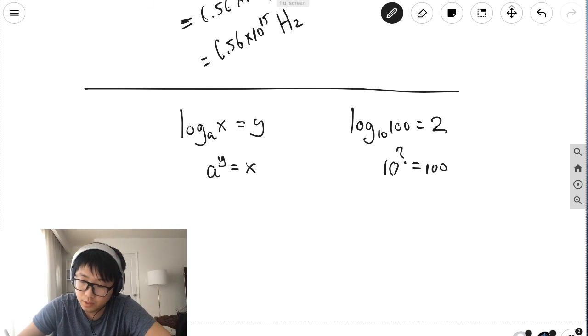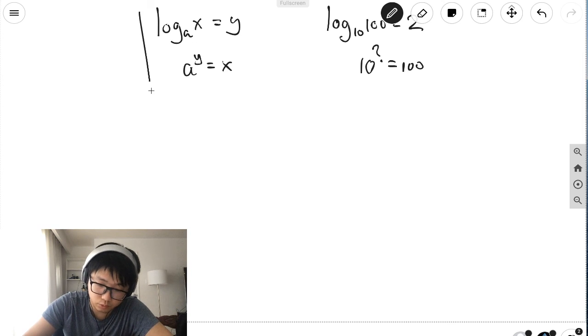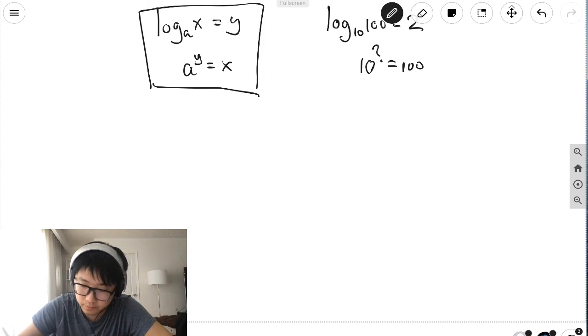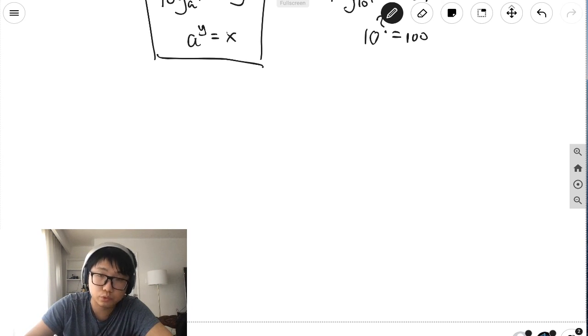Yeah, so you know your exponential rules. This is definitely one thing you need to be able to do: go back and forth between the log form and the exponential form. Second thing, you need to know the parallel between the exponential rules and the log rules.